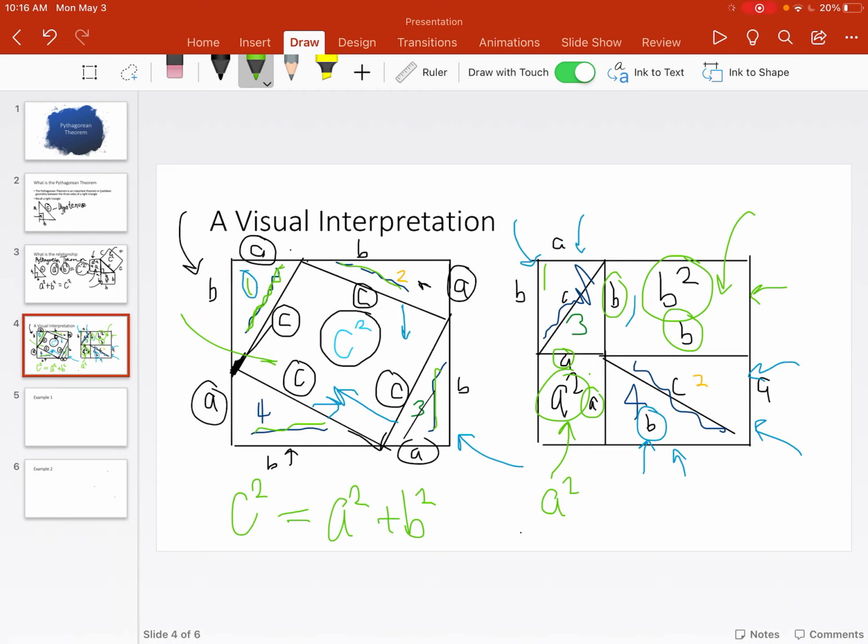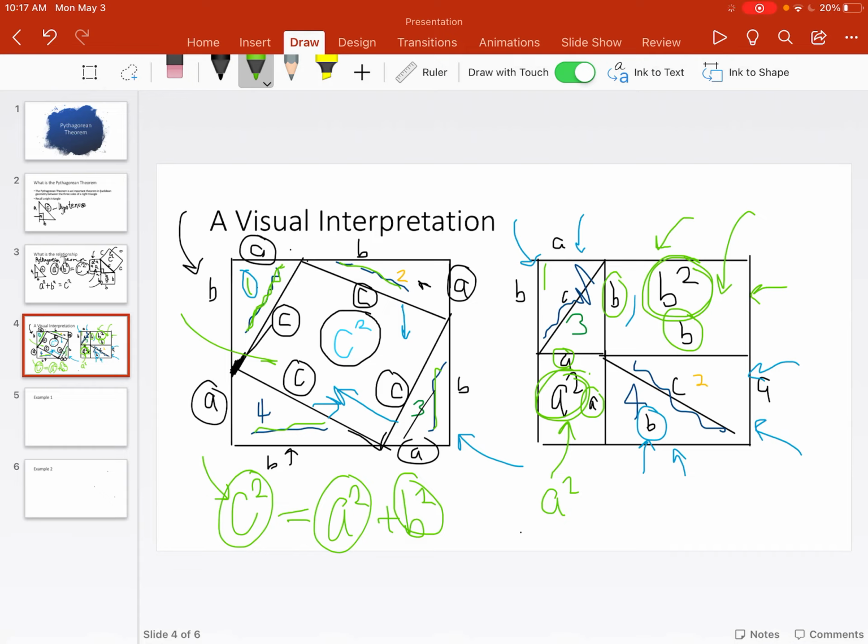Because what is the area of the non-shaded region? Let's ask that question. What is the area of the non-shaded region in diagram 1? Well, the area is C squared. Now, what's the area of the non-shaded region in diagram 2? Well, it's A squared, because A squared is non-shaded, and B squared. So A squared plus B squared. And since the non-shaded regions have the same area in both diagrams, that says A squared plus B squared is equal to C squared.